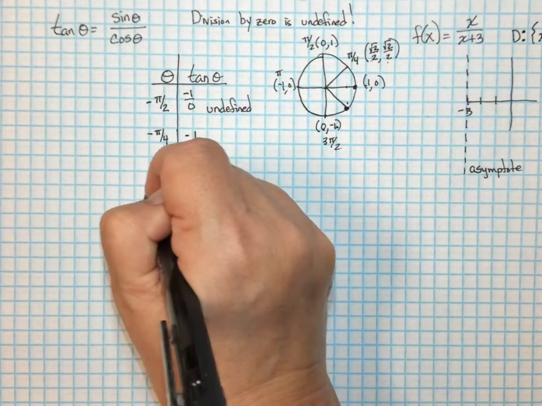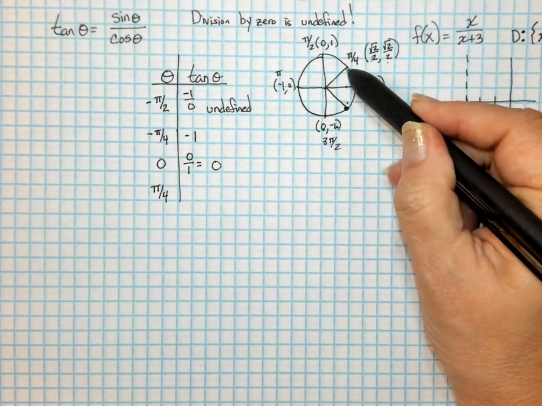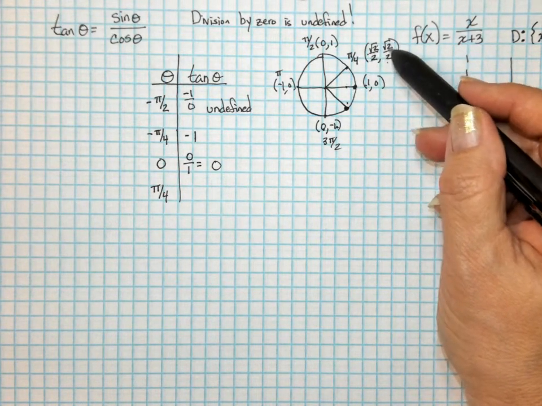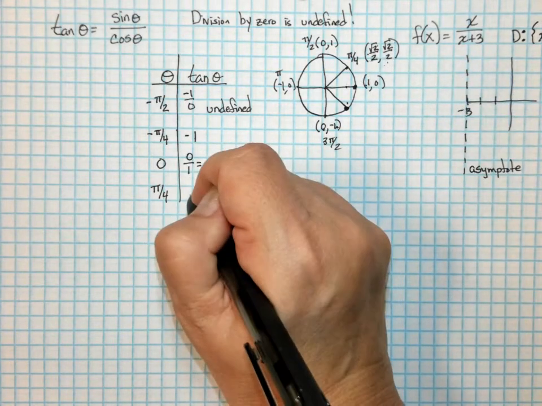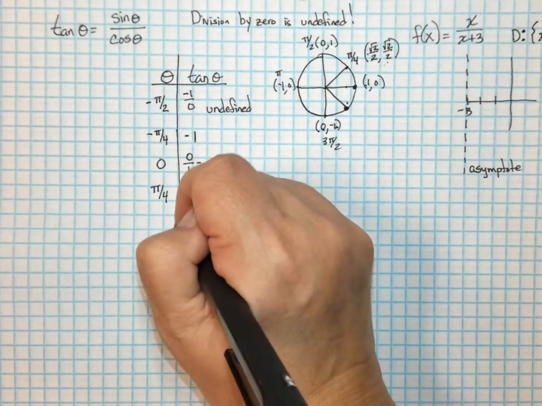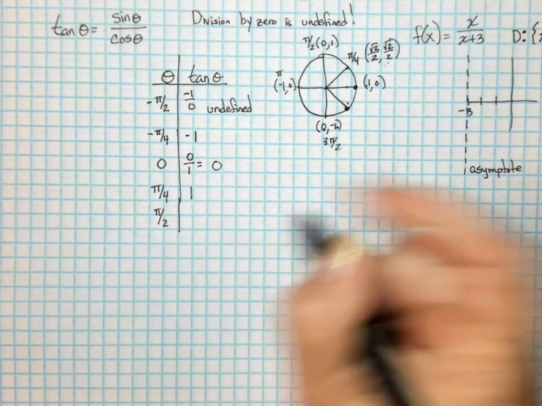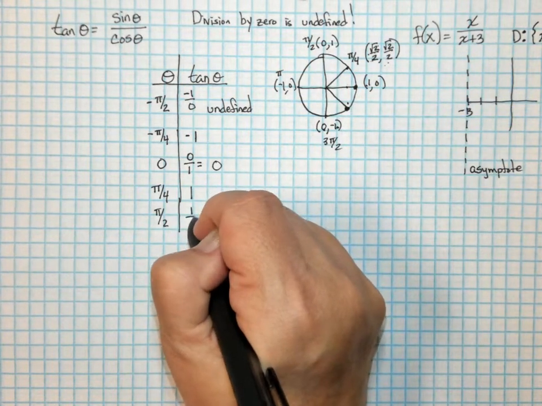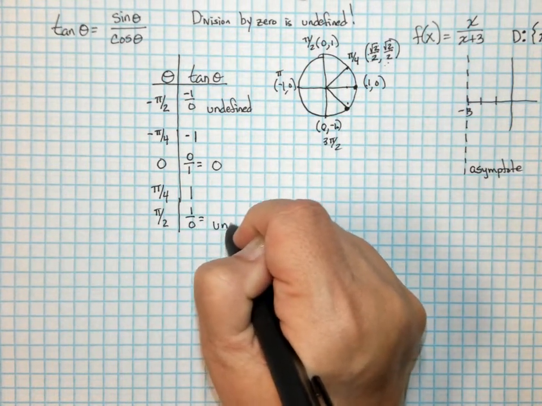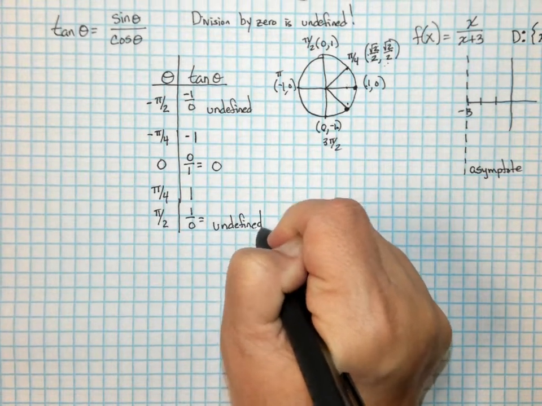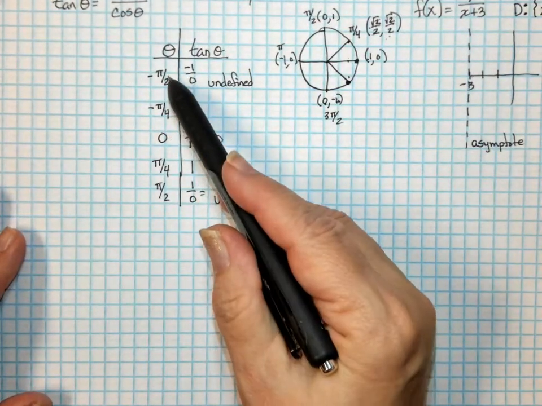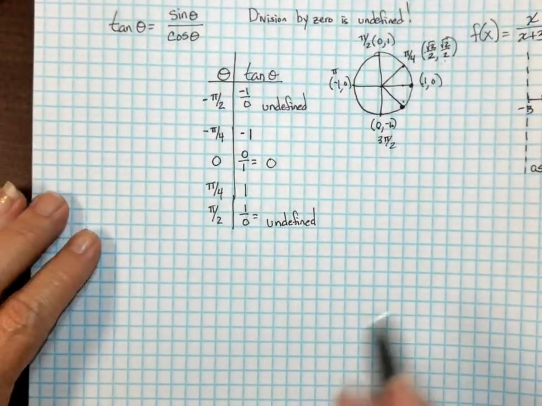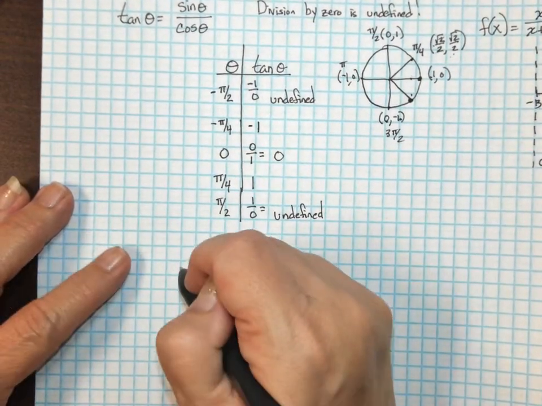And then I'm going to check out what's happening at pi over 4. So at pi over 4, it's square root of 2 over 2 divided by square root of 2 over 2, which is 1. And then at pi over 2, sine over cosine, 1 over 0, that's undefined. So notice I've got 5 points here, and that's what I'm going to use to graph a period worth of tangent.